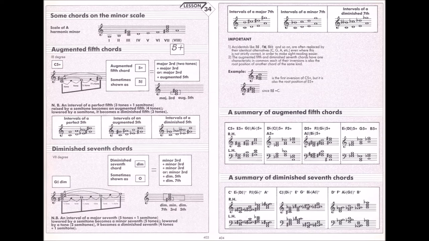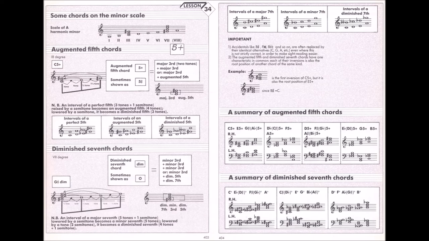So the first inversion of the C augmented fifth chord, E, G sharp, and C, is the root position of the E augmented fifth chord. And the second inversion, G sharp, C and E, is the root position of G sharp augmented fifth. There are, in all, only four completely different augmented fifth chords.